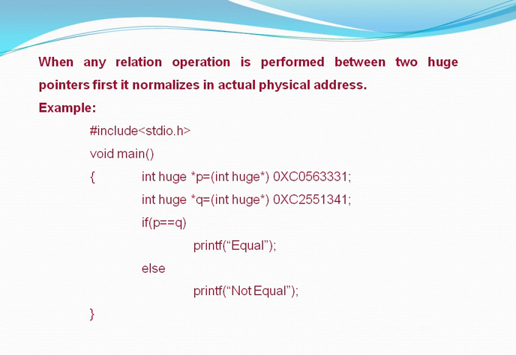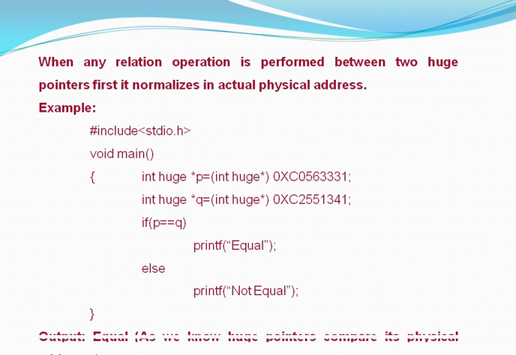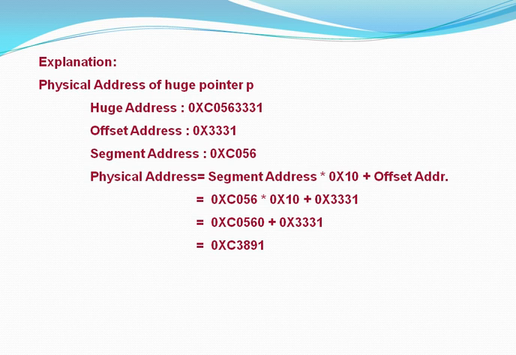So for example, suppose you are taking two huge pointers P and Q, and you are comparing both variables as P equal Q. So what is the result? Equal or not equal? It depends upon the normalization concept. First you have to convert P into the normalized form, and Q also into the normalized form. So actual output is equal, as we know huge pointers compare their physical address. So we are explaining this concept.